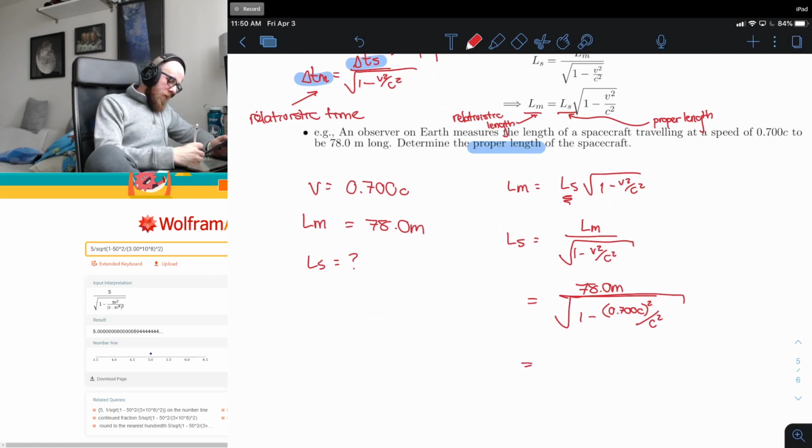I get a value of 109.2218466 meters, approximately 3 sig figs, so 109 meters.